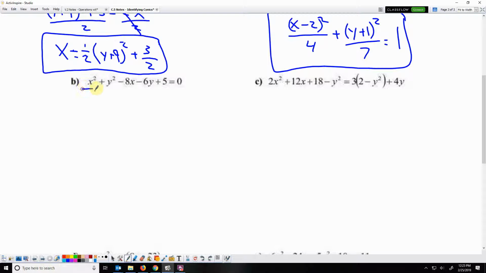All right, here I've got a 1x squared and another 1x squared. They're both positive, they have the same coefficient. That's a circle.